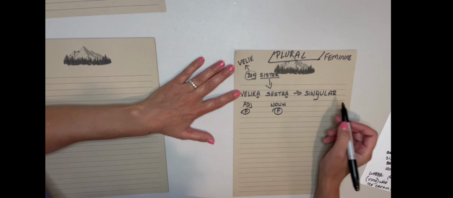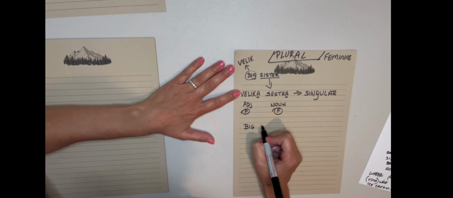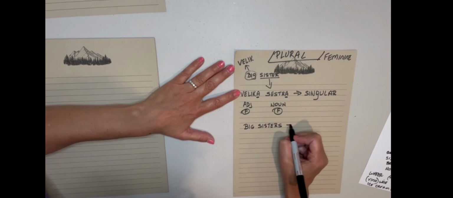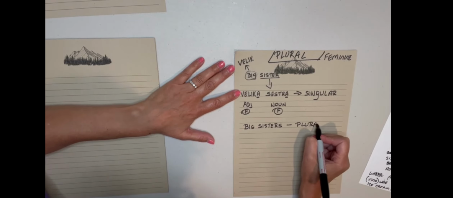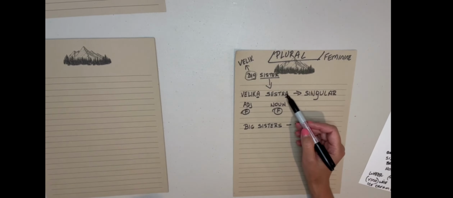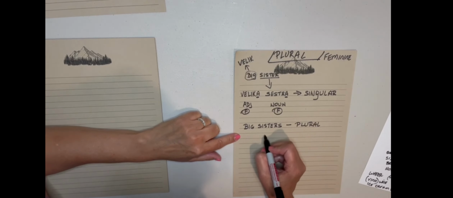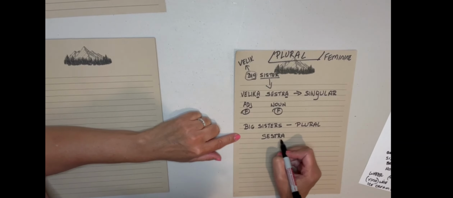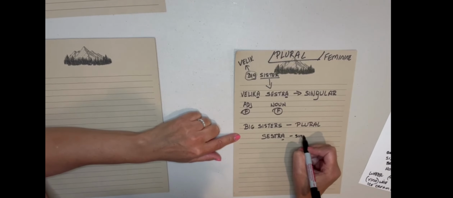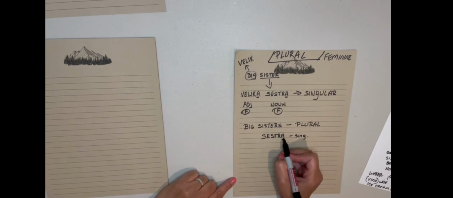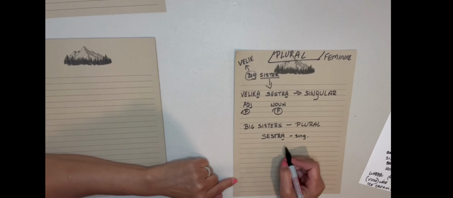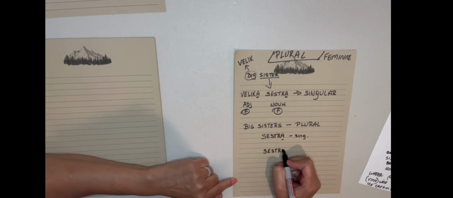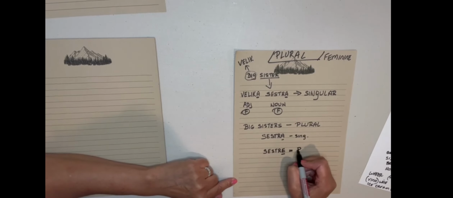So what if I wanted to say big sisters? Plural. This is plural. In Serbian, my feminine, right, sestra is sister, and this is singular. So let's think about this. This is singular. The A changes to an E to make it plural. So I'll have sestra. Sestre. So this is plural.